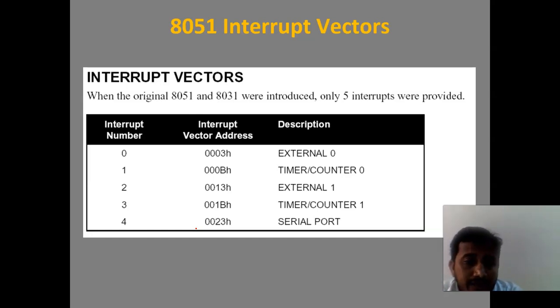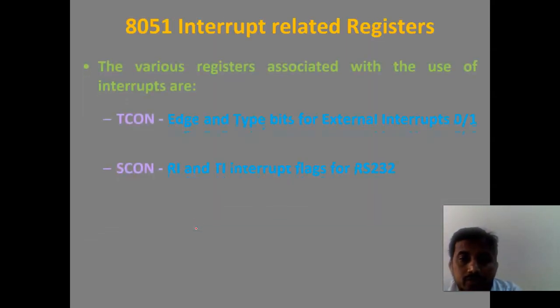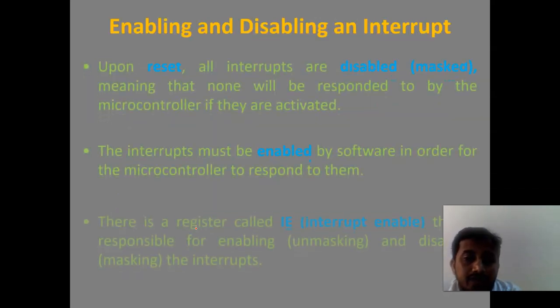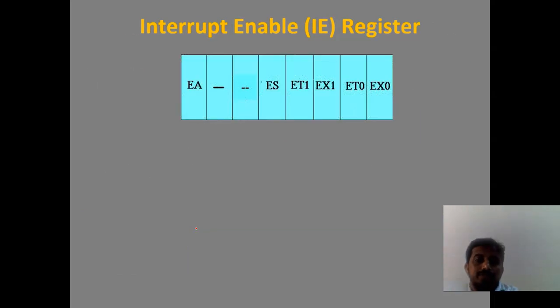At the starting, only five interrupts were introduced: two external interrupts, two timer interrupts, and one serial communication interrupt. So you would be having timer control, SCON, and enabling and disabling of interrupts. How you can enable the interrupt, the interrupt enable register. These are the interrupts you will be having.